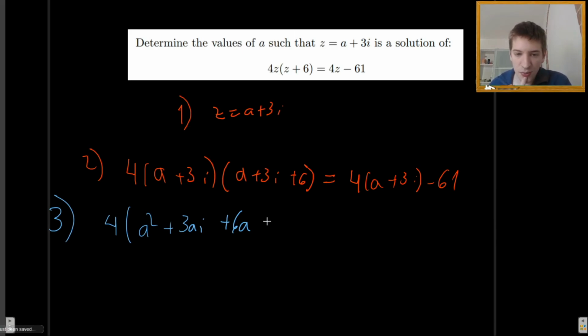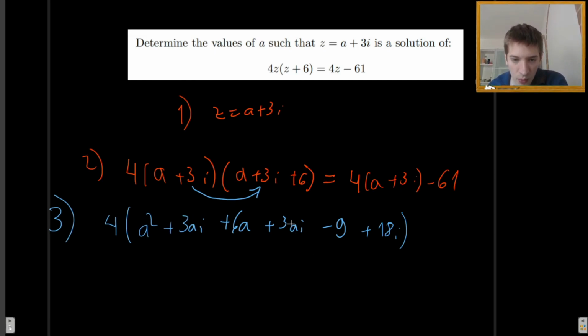So now comes plus 3i, so plus 3ai. Then comes this times this, so we're going to get minus 9, and then we have plus 18i. Okay, I think I did 1, 2, 3, 1, 2, 3, so 6. Okay, can we simplify something? We have 2 times 3ai, so we can just write this as 6ai. Anything else? I'm afraid not. Okay, and on the right hand side we get 4a plus 12i minus 61.